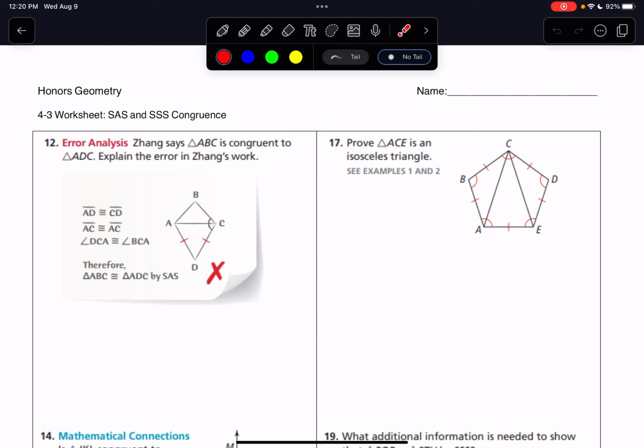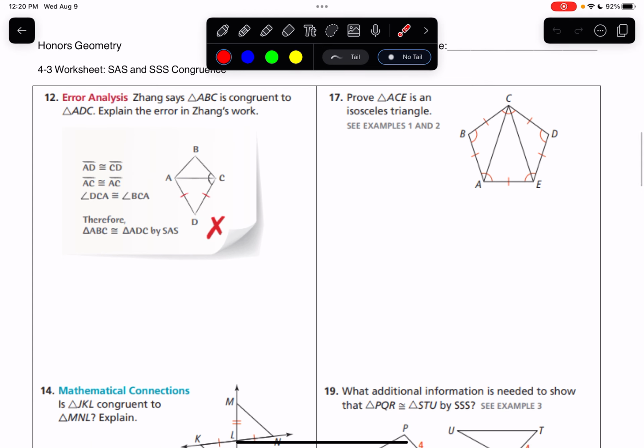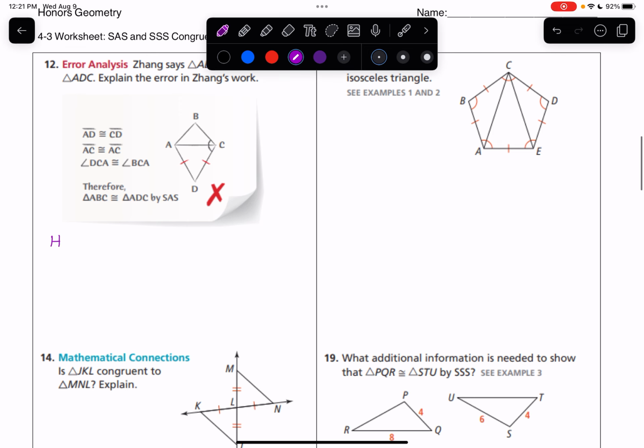However, we have side, angle, side of triangle ADC, but we don't have side, angle, side of triangle ABC. His first two sides are from the same triangle, and we need two sides to be from different triangles. We need corresponding sides from the two triangles we want to show are congruent in order for them to be proven congruent. So his first two sides, let me move this up.